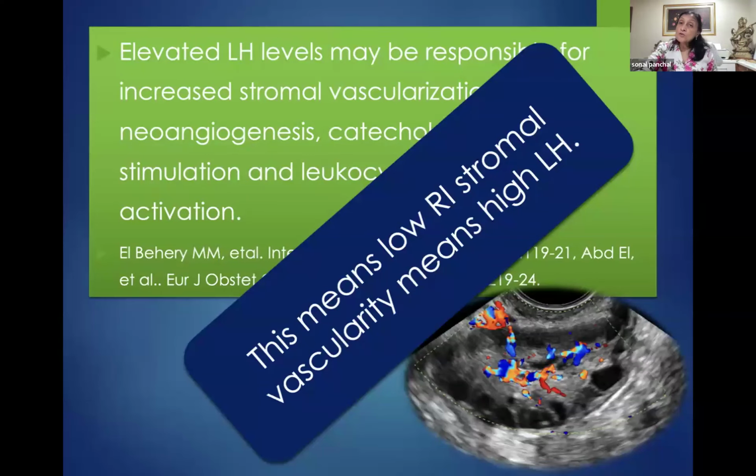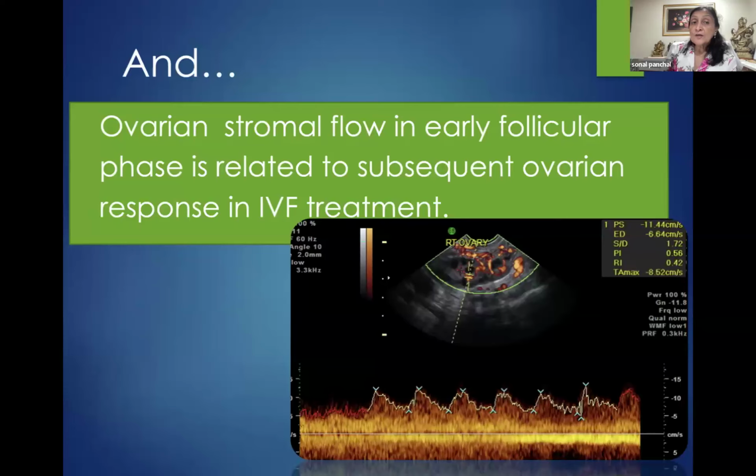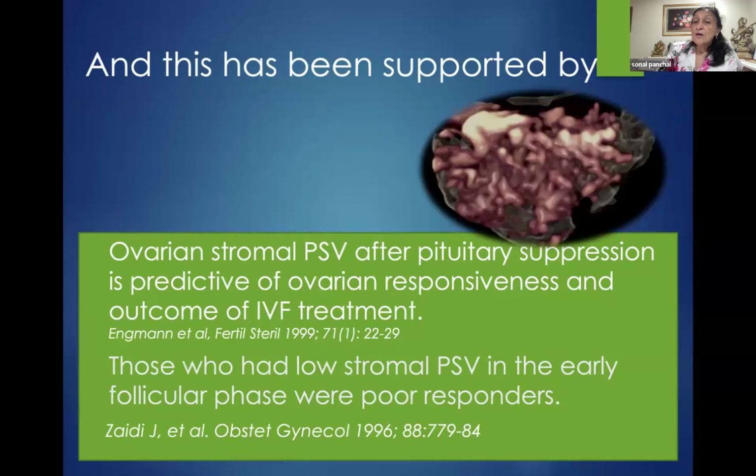Along with that, it has also been clarified that stromal abundance also correlates with the insulin levels, and therefore increased stroma is also a sign of insulin resistance. Ovarian stromal flow in the early follicular phase is moreover also related to the ovarian response to the IVF treatment, or for that matter any ovulation induction protocols. That means that if the blood flow to the ovary is more, the ovary is going to be a hyper responder or a high responder or a good responder.